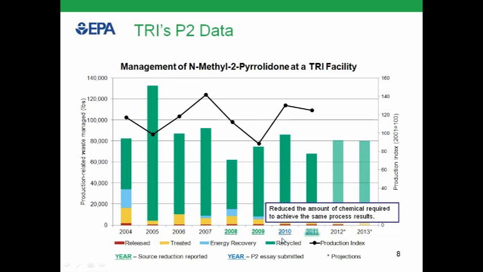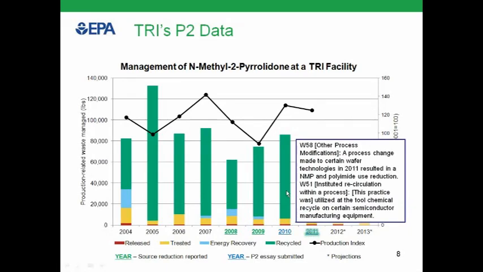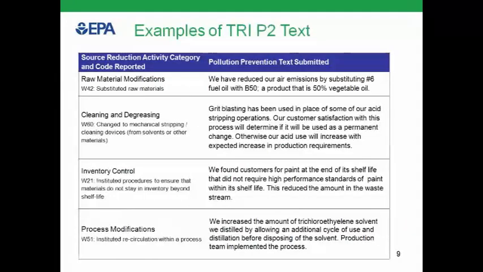And then the last type of thing is what here I called the P2 essay. That's that optional pollution prevention information field. This year, they didn't provide all that much description. They sort of just described what you can see on the graph itself. For 2011, they provided a little more. They actually used two of the source reduction codes, then in each case told a little bit about what the change was, and in each of the two different cases that led to the reduction.